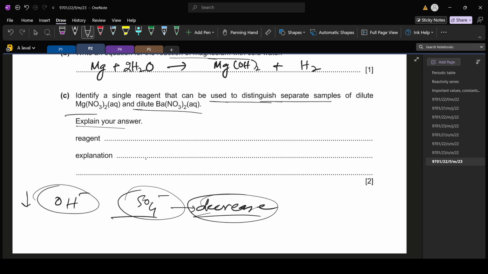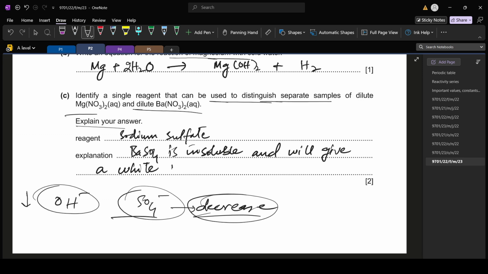Let's say I'm taking sodium sulfate. So with barium nitrate, the barium sulfate is insoluble and will give a white precipitate, while magnesium sulfate stays soluble.